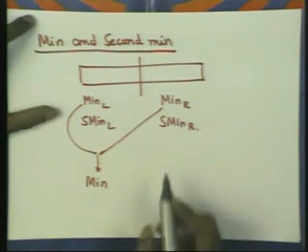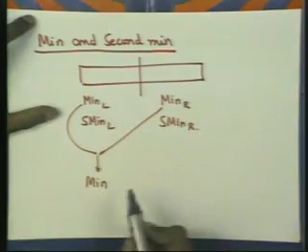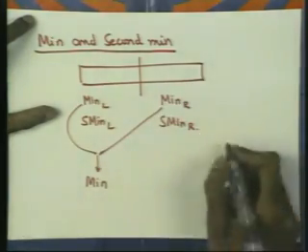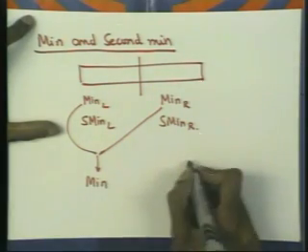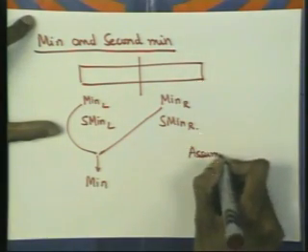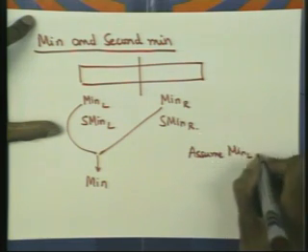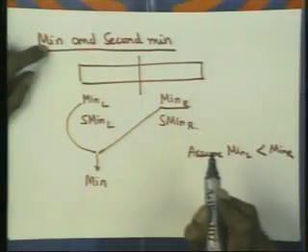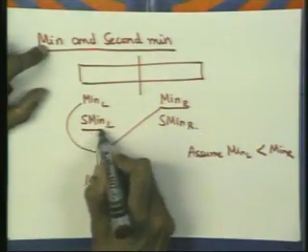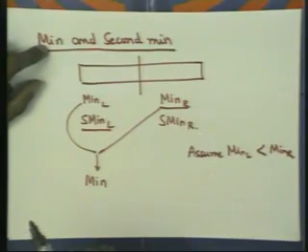Now supposing, without loss of generality, min L were less than min R, which means at this point min L has been outputted. Now what are the candidates for the second minimum? Clearly min R is still a candidate for the second minimum. The second minimum of the left hand side, S min L, is also a candidate.